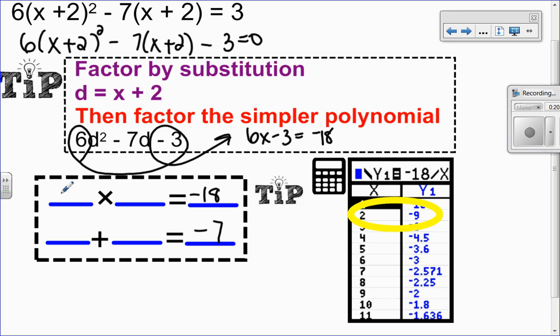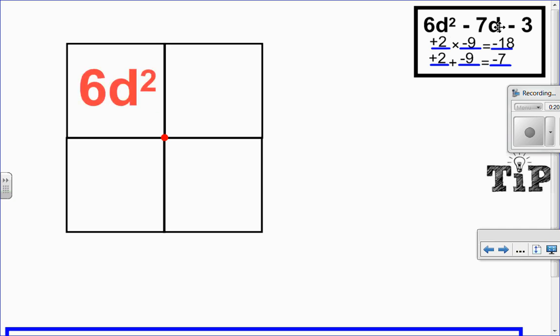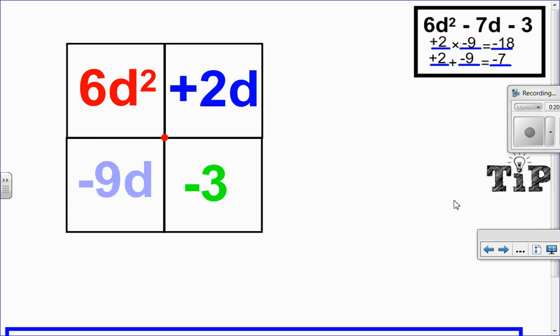So positive 2 and negative 9. Do a quick check. 2 times negative 9 is negative 18. 2 plus negative 9 is negative 7. So now we're good to go and factor. This is my simpler polynomial that I'm factoring. I'm going to put my 6d squared first, my negative 3 second, and then my factors of positive 2 and negative 9 go right here.